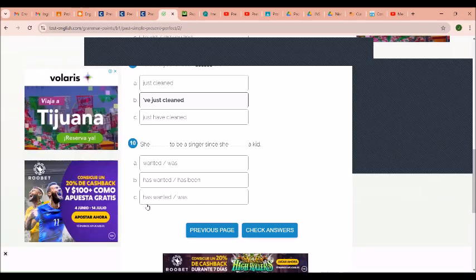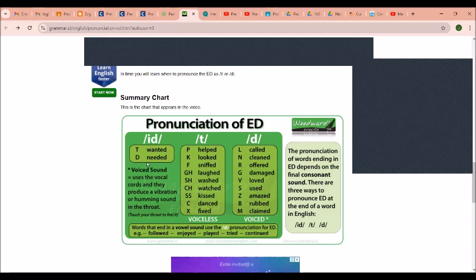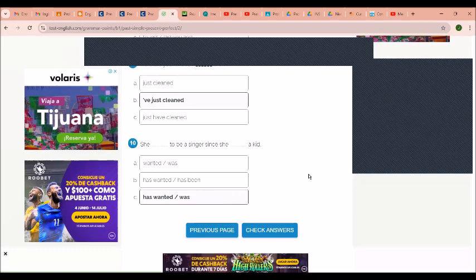Good. She has wanted. Remember, the ed ending. This one has a T. So what do we do when we have a T ending or a D ending? We say id. Wanted. All right, so that's the difference there. She has wanted to be a singer since she was a kid. Repeat. She has wanted to be a singer since she was a kid.